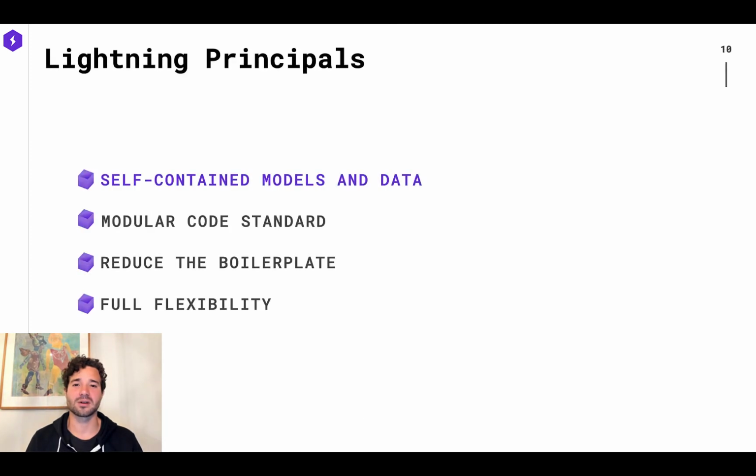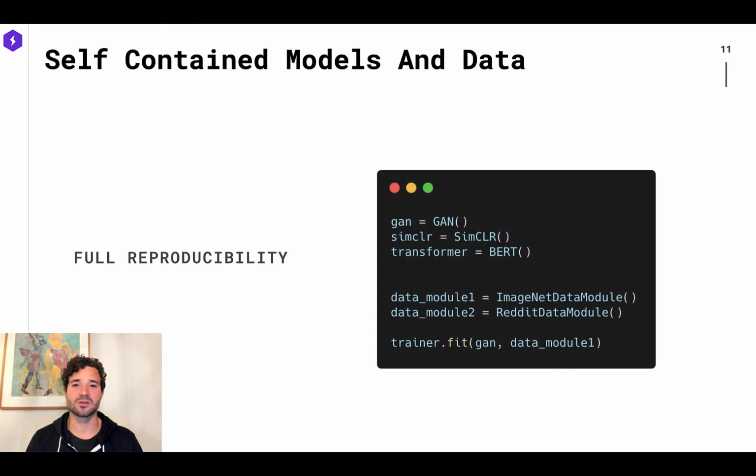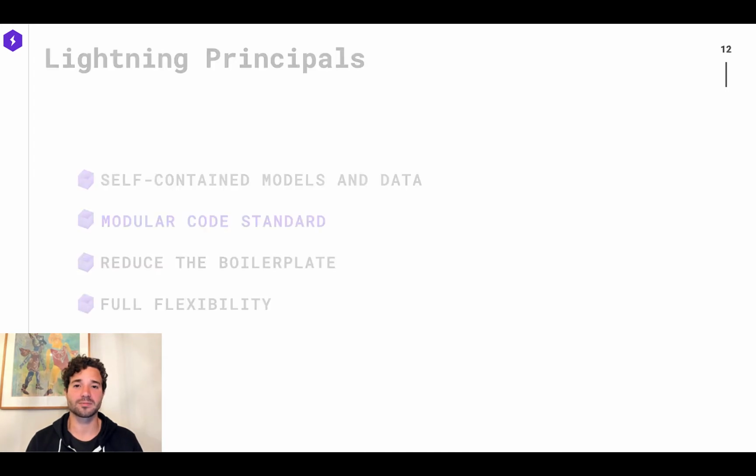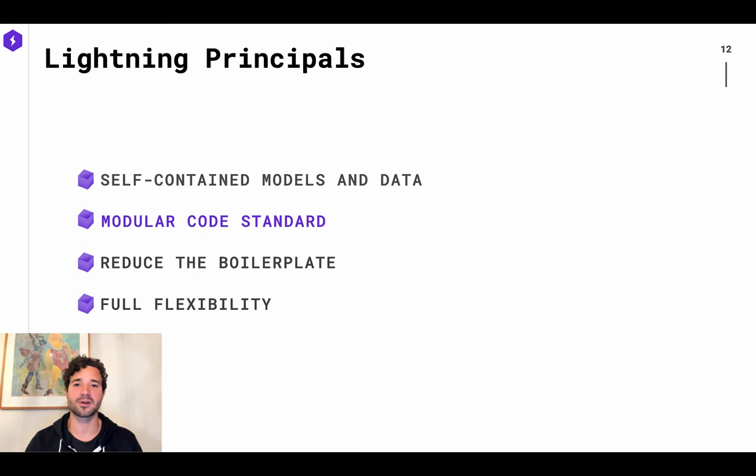Lightning is really designed around four principles. The first one is self-contained models and data. So to show you the value of having self-contained models and data, take a look at this example. I have 3 models and 2 different data sets. Because everything's modularized and self-contained, I can mix and match them as much as I want. A good test to see whether your model is self-contained is whether you can drop it into the Lightning trainer and it'll just work. The second one is modular code standards.